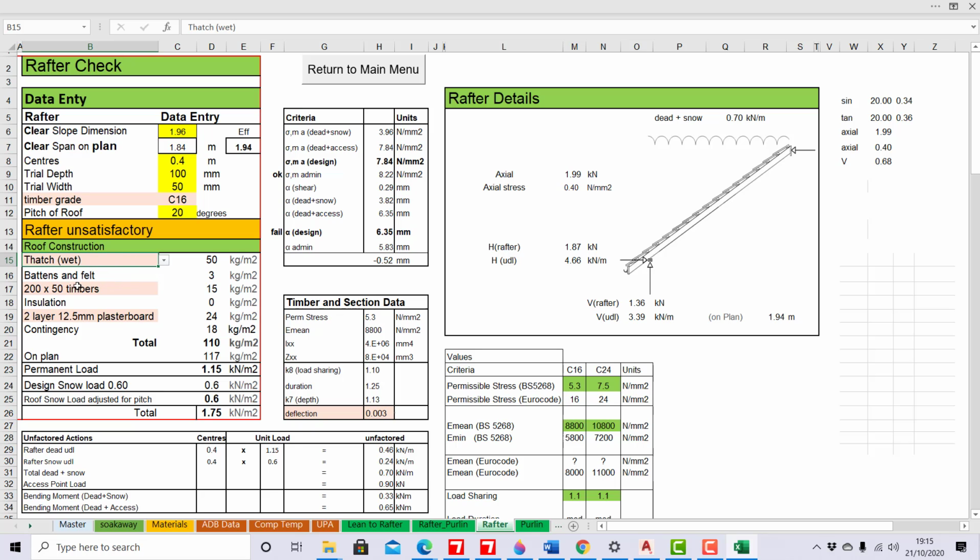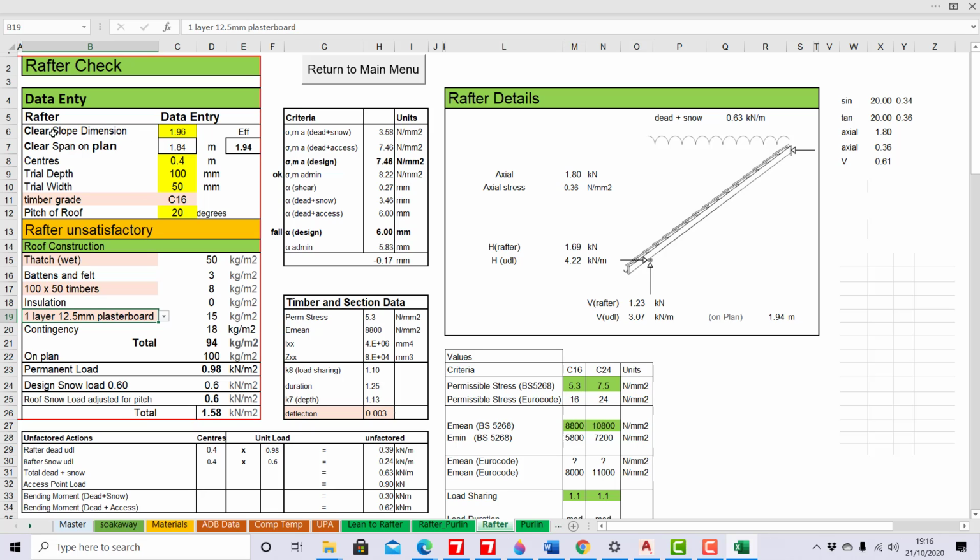Wet thatch is 50 kilograms a square meter. The rafters aren't going to be that; they're going to be hundreds, and there's no plaster on them. Yeah, there is actually, because it's room in the roof. So there's the angle of the roof. So that's a construction.